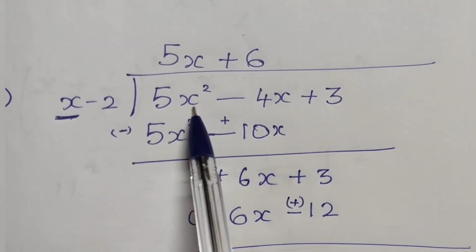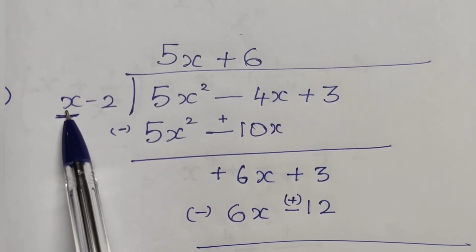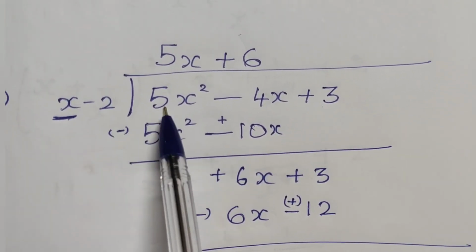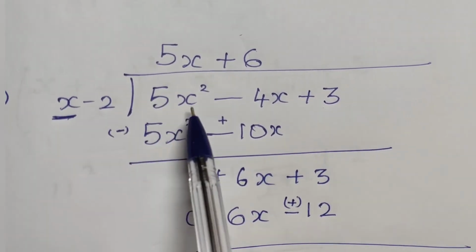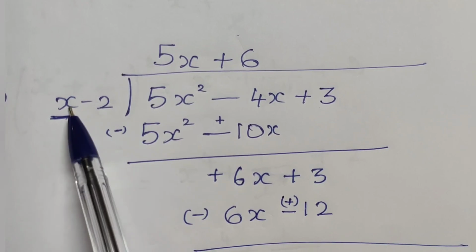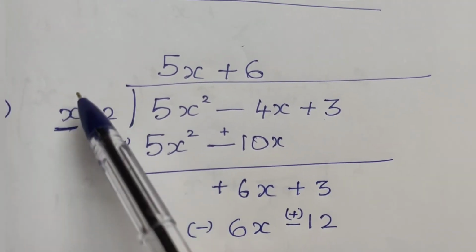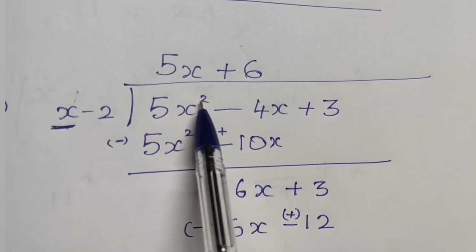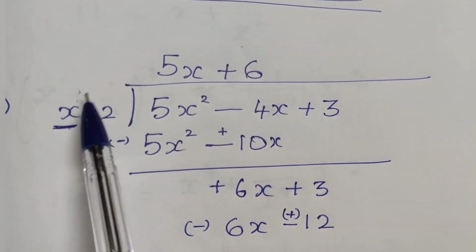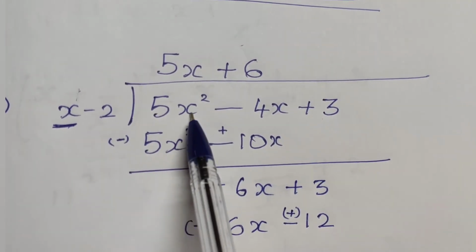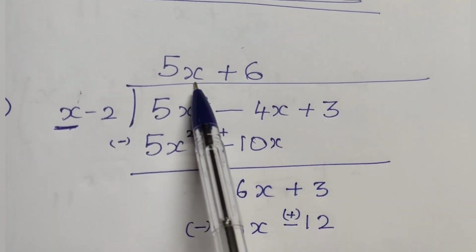Look at this. 5x square divided by x. So here the coefficient of x is 1. 5 divided by 1, 5. x square divided by x is x, because x means here the power is 1. So when you divide, you have to subtract the powers. 2 minus 1 is 1. We normally don't show 1. So 5x square divided by x is 5x.